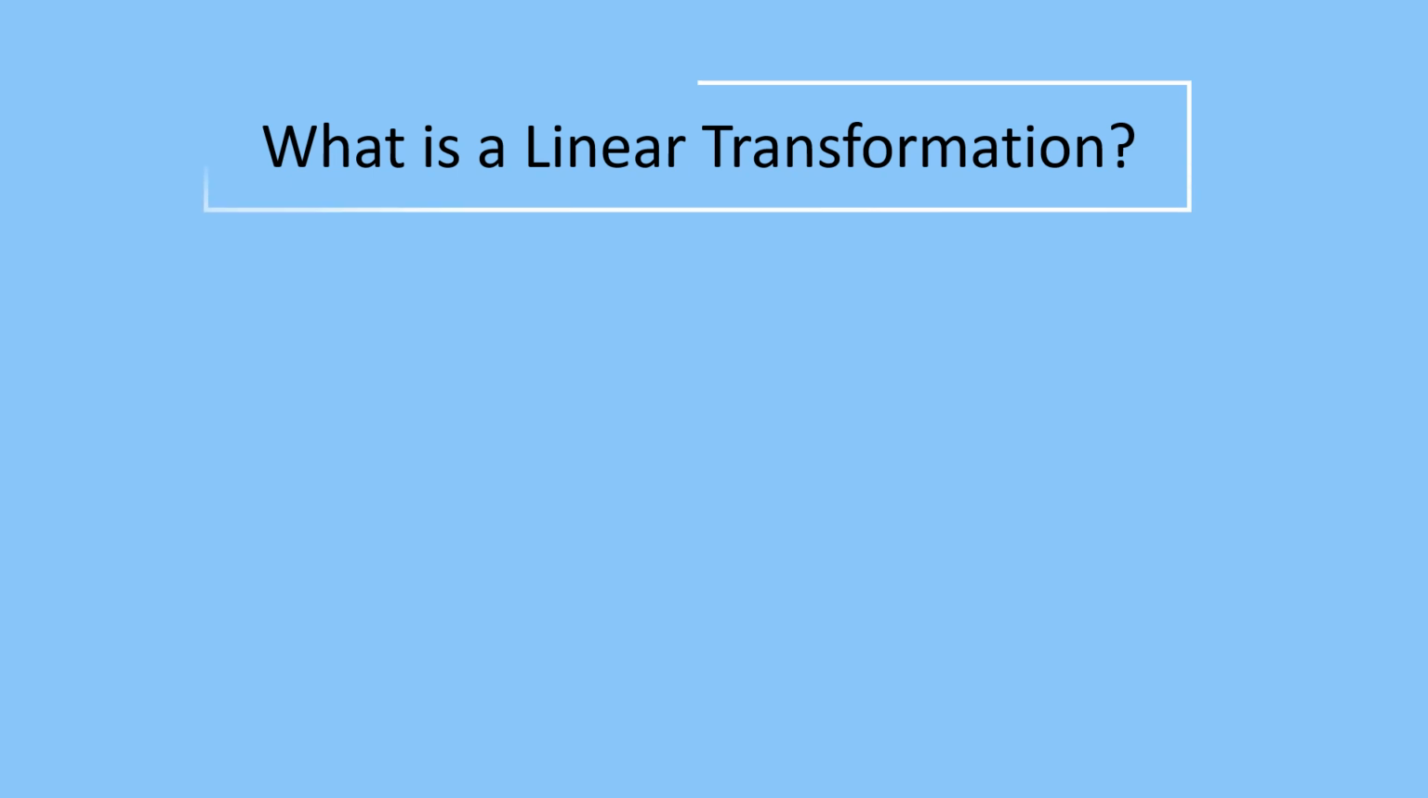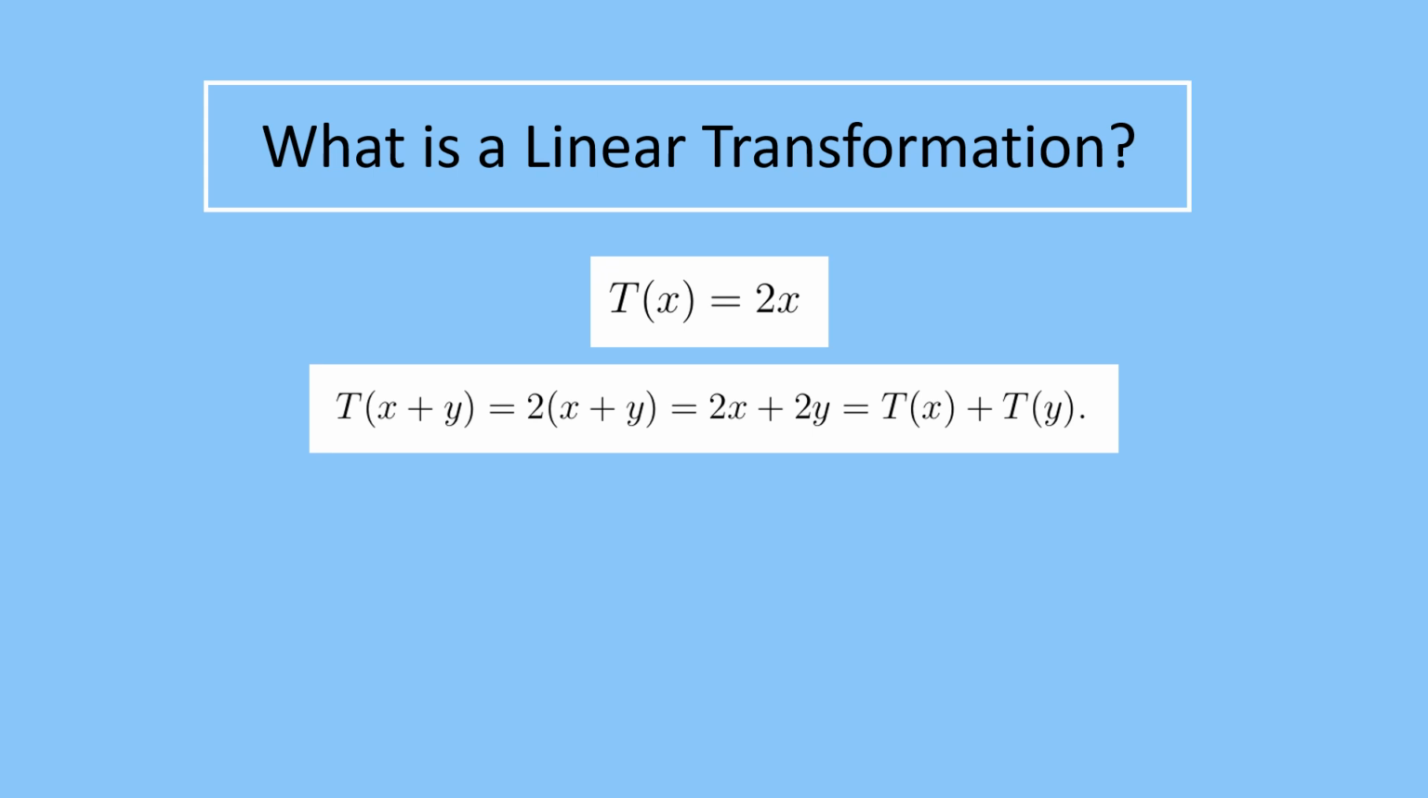Let us consider some examples of transformations. The first example is a scalar transformation, where T(x) is defined as 2x. To test the linearity property, let us evaluate T(x + y). T(x + y) equals 2 times (x + y), which expands to 2x + 2y. This is equal to T(x) + T(y), demonstrating the property of additivity, as the transformation of the sum equals the sum of the individual transformations.